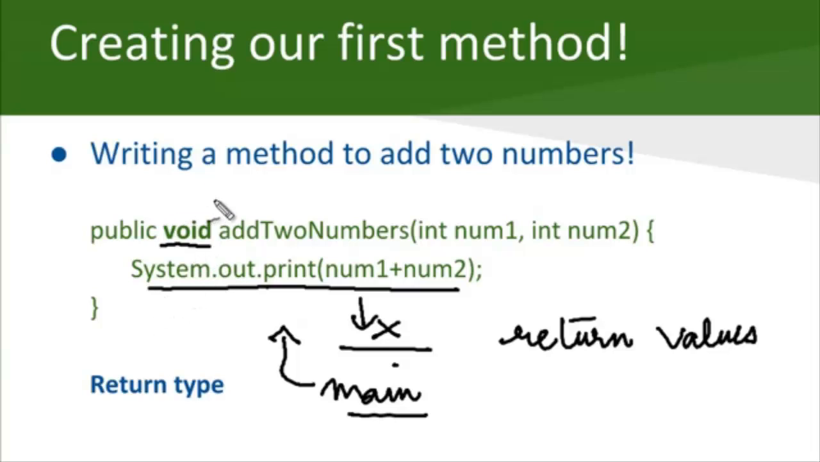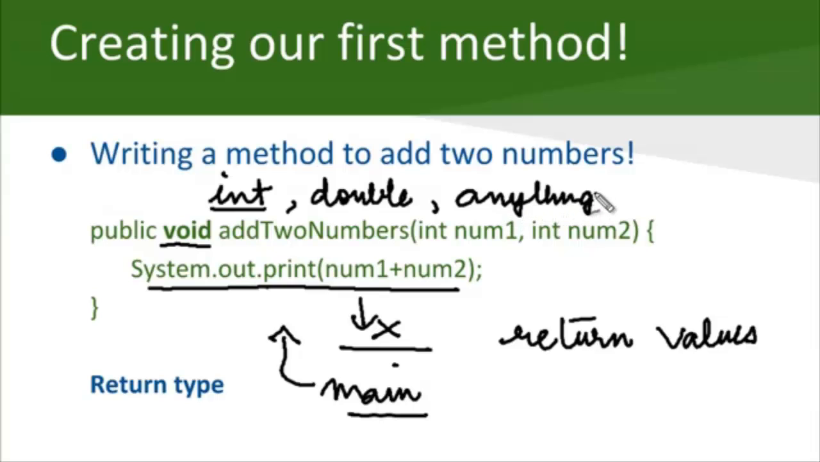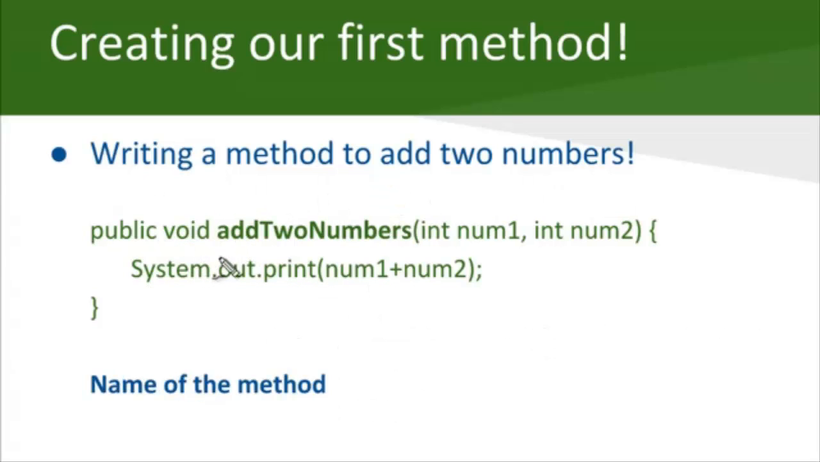Had it been returning an integer, and we'll look later how the returning part works, then the return type would have been int or double or anything depending on the situation. So this basically represents the return type. And void return type means that it is not returning anything. Now add two numbers is basically the name of our method. You can call it anything. So this is the place where you will actually name the method.